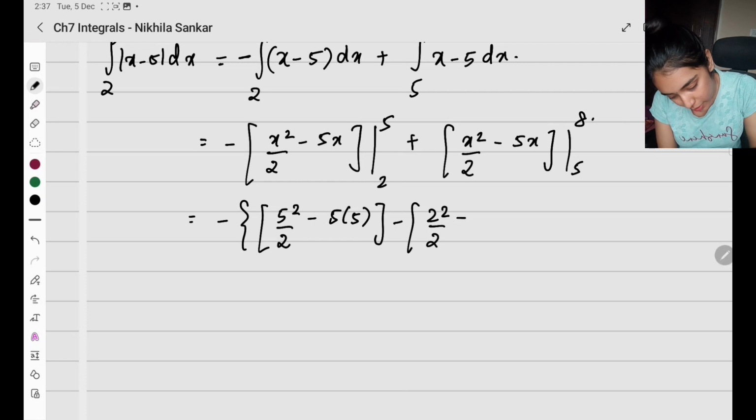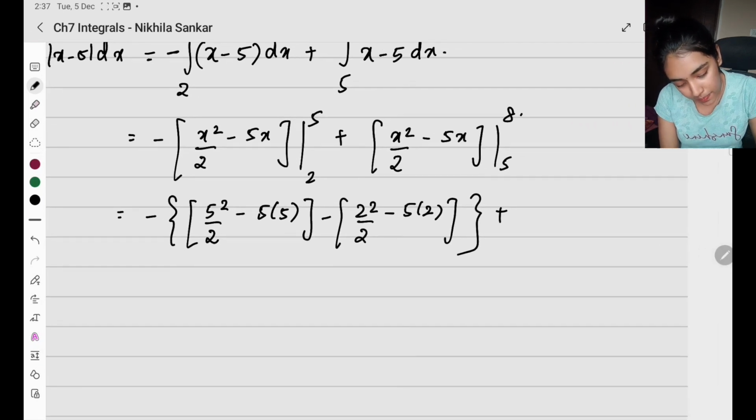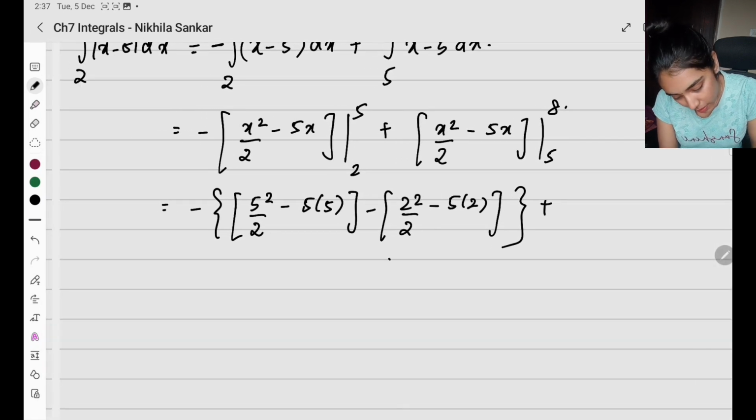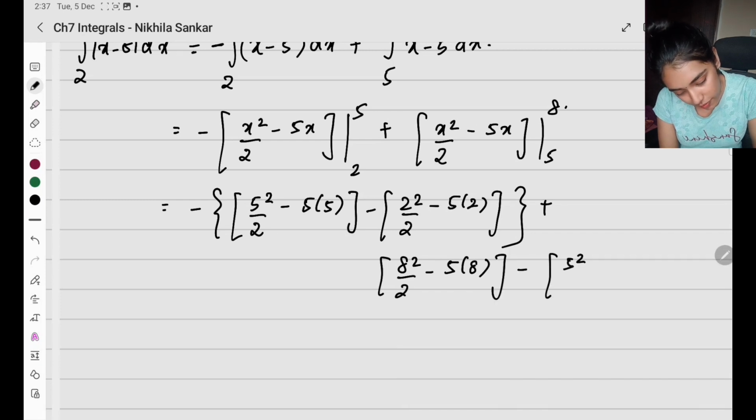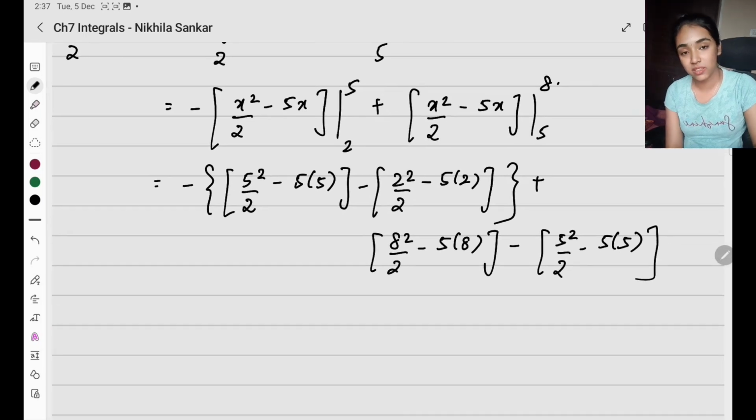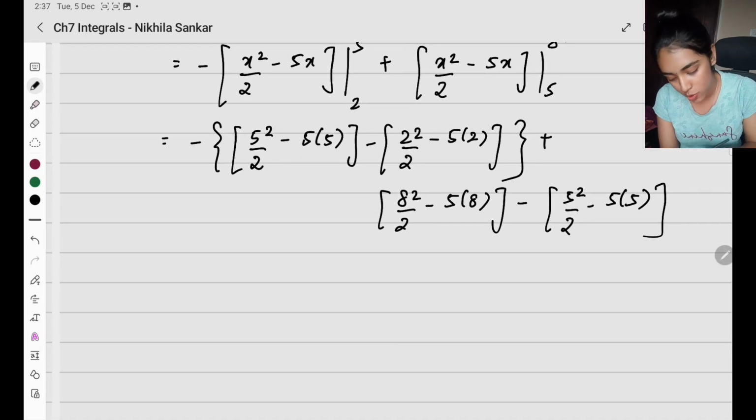So, 2 square by 2 minus 5 into 2. First term over. Second term, I have 8 upper limit, which is going to be 8 square by 2 minus 5 into 8, upper limit minus lower limit. So, 5 square by 2 minus 5 into 5. Use whichever method is comfortable for you. Upper limit minus lower limit, you can do it in any way.